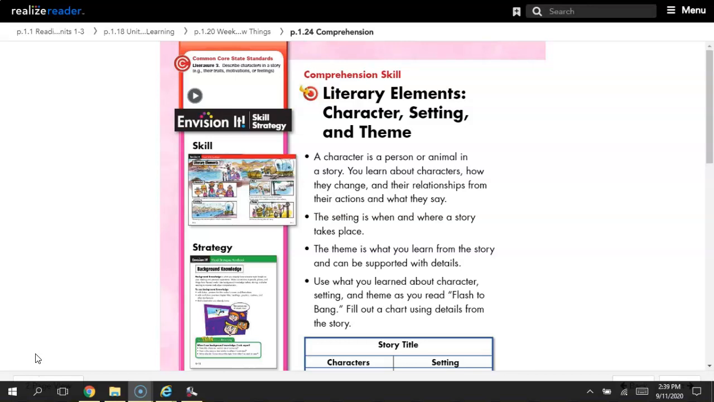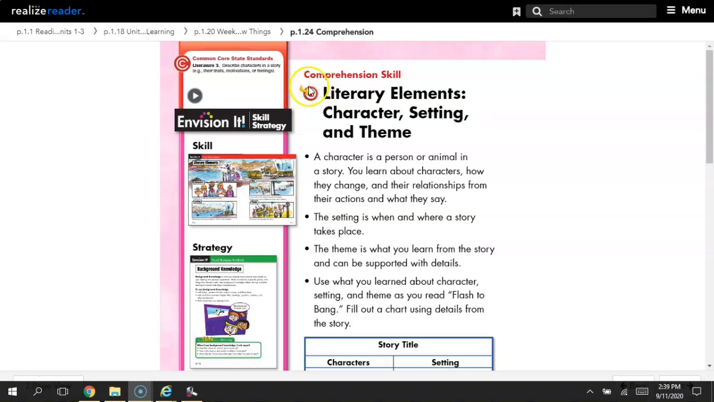And in order to understand not only When Charlie McButton Lost Power, but other stories that we're going to be reading throughout the year, we're going to be learning a skill called literary elements. Now, you may have not heard of the word literary elements before. You may have heard of the word story elements. But story elements or literary elements are characters, setting, and theme.